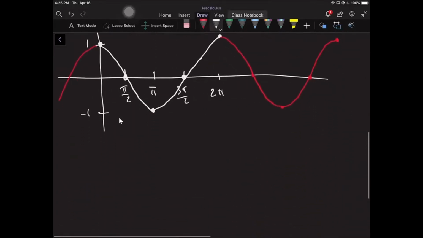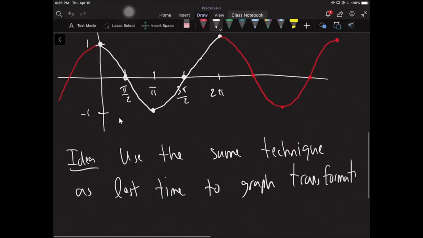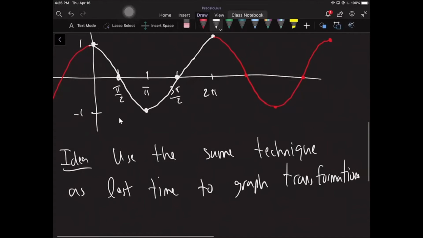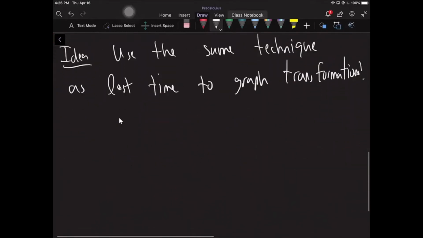And then the idea is the same as last time. We just use the same technique, the same technique as last time to graph transformations. And then that'll make our life very easy. So that's what we're going to do.